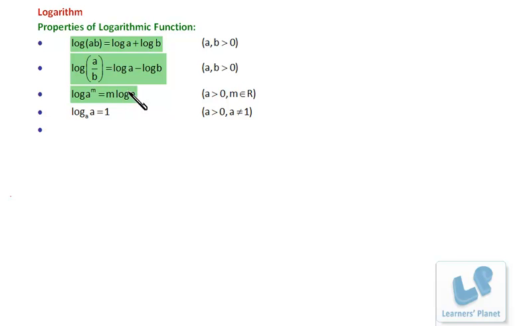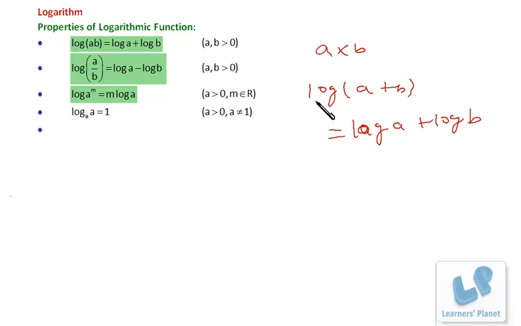Now we take the properties of logarithm one by one. Log of a into b is log of a plus log of b. Here, a into b means a multiplied by b. Now the common mistake which students make is that for log of a plus b, they write log of a plus log of b. This is actually a blunder. Don't do this. This is not at all true. It's wrong. In fact, log of a into b is log of a plus log of b.